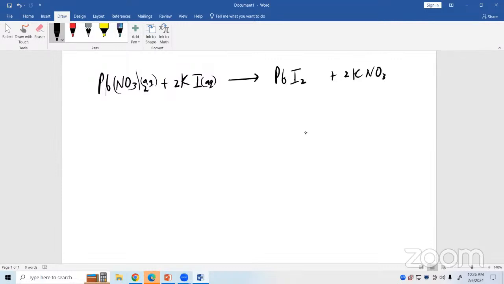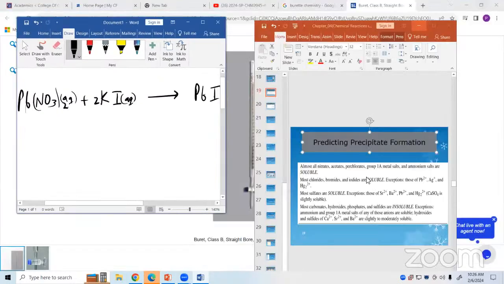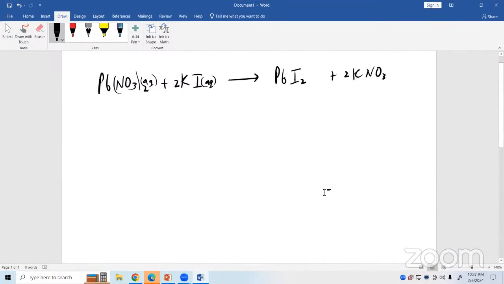Now I have to figure out if these two products are soluble in water. So what do I do? I go back to the table, or the chart, and I look up information about lead iodide. And look what I see here in the second line: most chlorides, bromides, and iodides are soluble. Exceptions, those of lead 2+. So that means that lead 2+ iodide will be insoluble in water, and therefore I will put solid here as the state of lead 2 iodide in water.